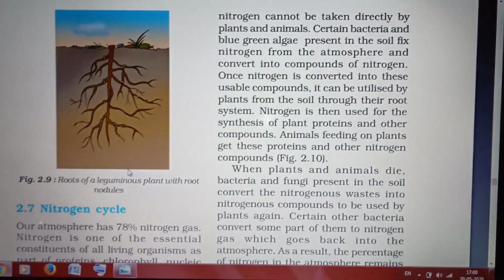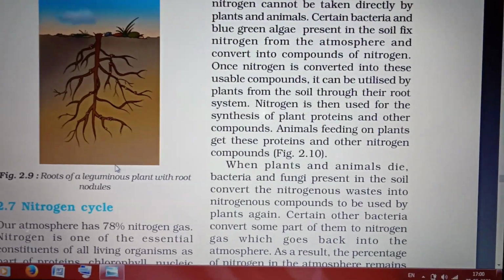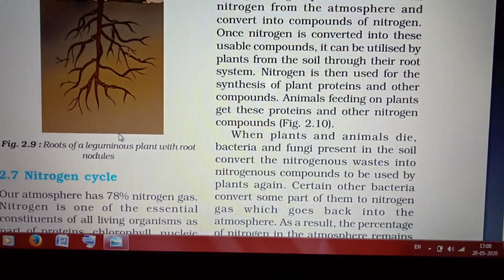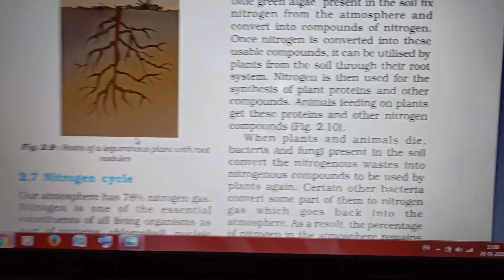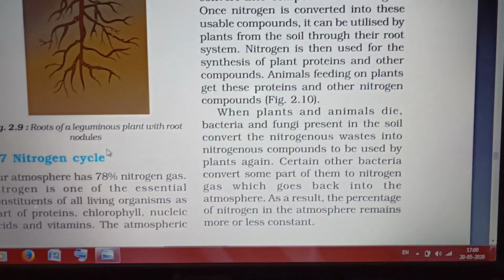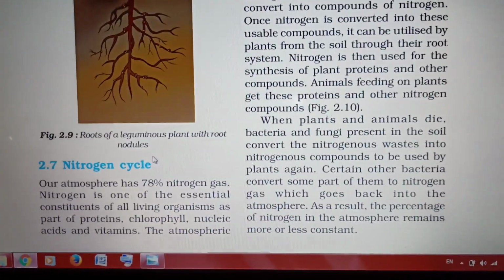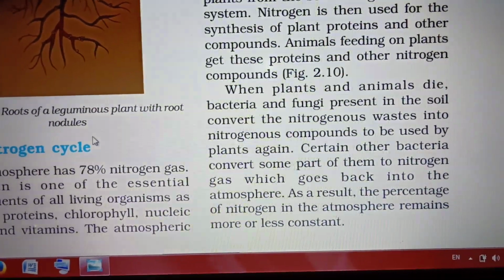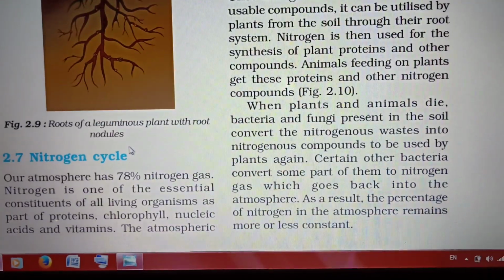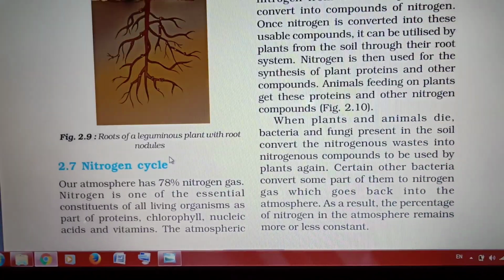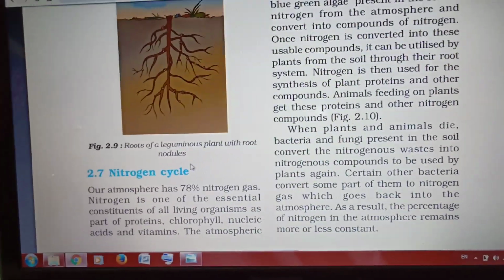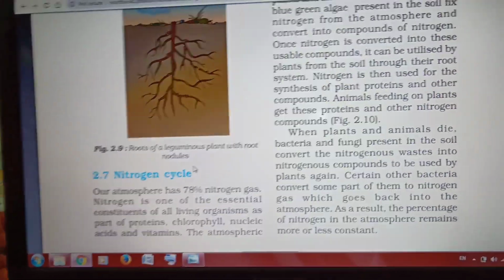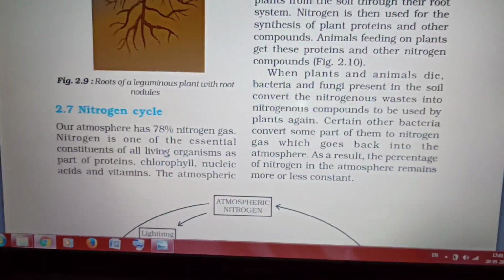Nitrogen is then used by the plants for the synthesis of plant proteins and other compounds. Animals feeding on the plants get these proteins and other nitrogen compounds by consuming them. When plants and animals die, the bacteria and fungi present in the soil convert the nitrogenous waste into nitrogenous compounds to be used by the plants again. And certain other bacteria in the soil convert these nitrogenous compounds into nitrogen gas, which goes back to the atmosphere. As a result, the percentage of nitrogen in the atmosphere remains more or less constant. Here a picture of a leguminous plant with root nodules is given, and we'll see the nitrogen cycle, which I will explain now.